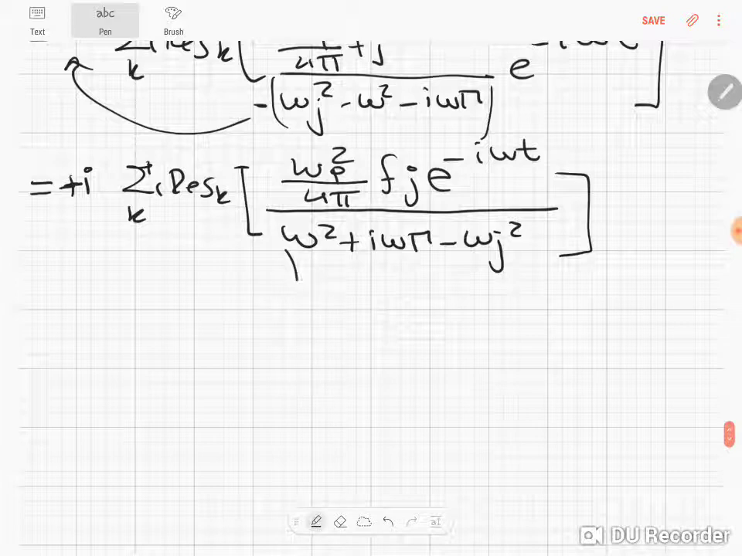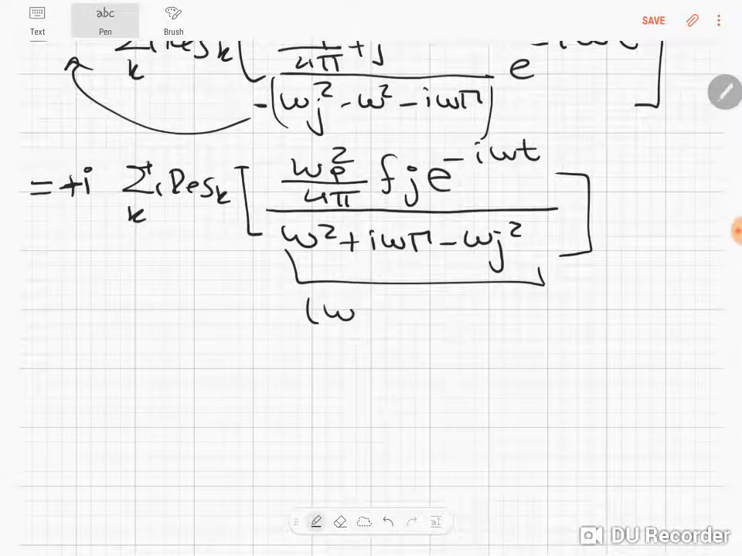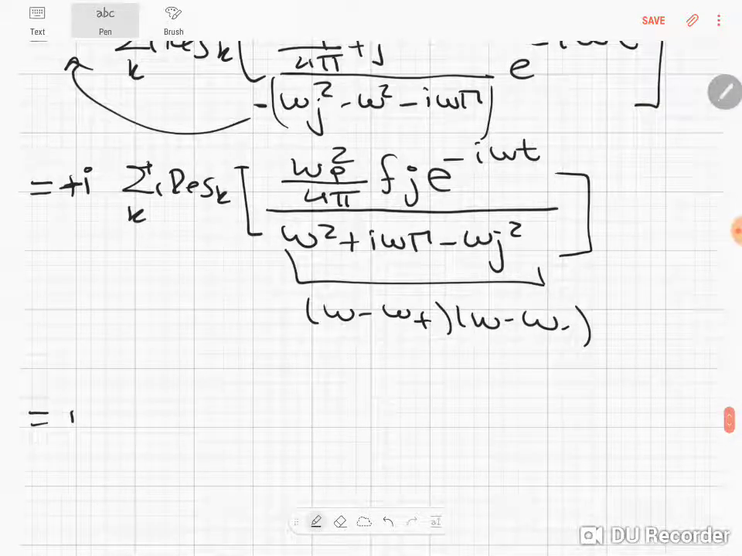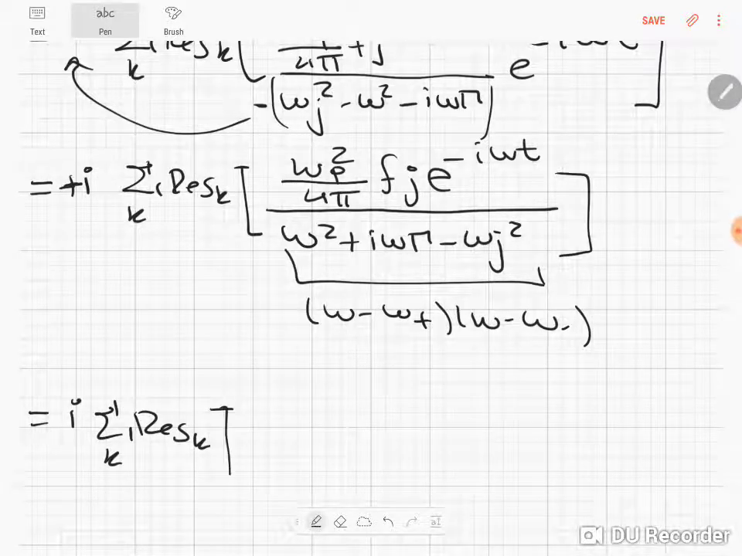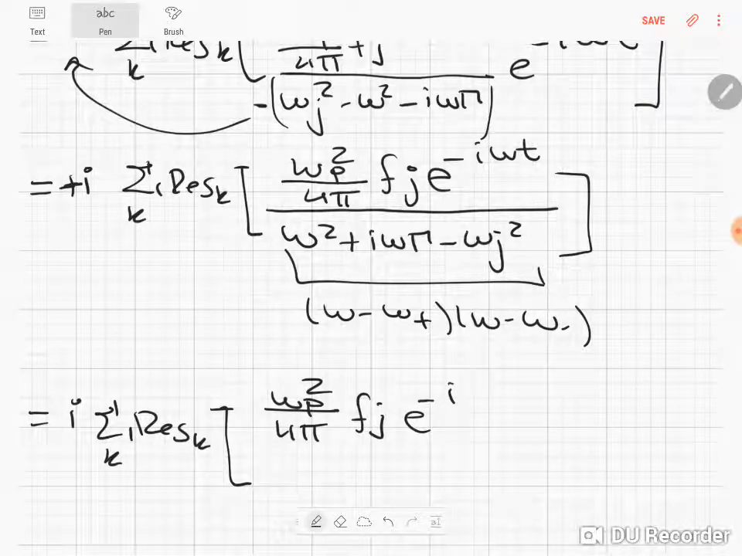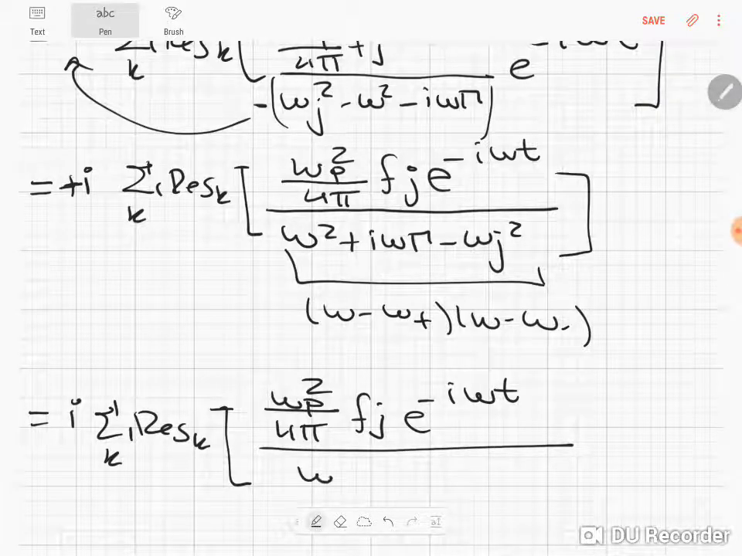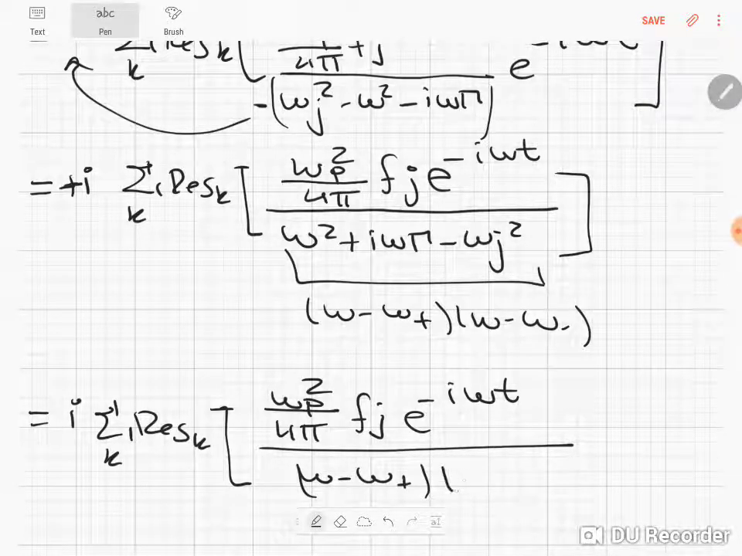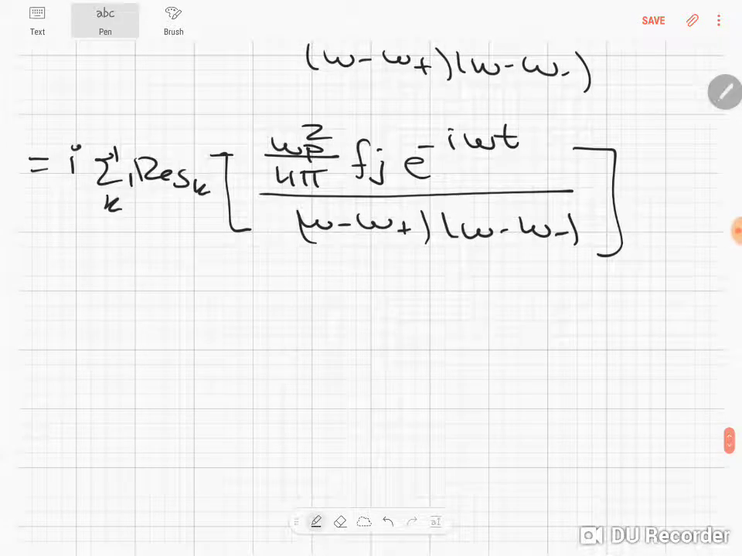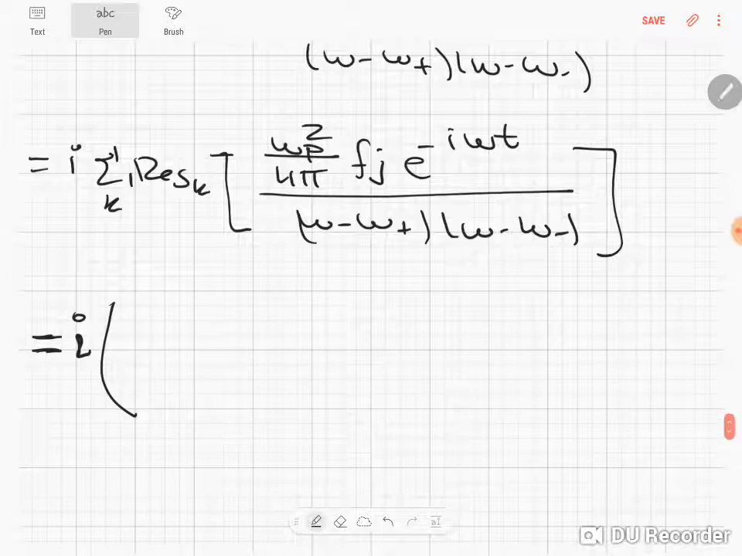Now we saw that this can be factorized by finding the poles, as omega minus omega plus, omega minus omega minus, and then we write i summation over all the residues of omega p squared divided by 4 pi f sub j e to the minus i omega t over omega minus omega plus, omega minus omega minus, and then this will be equal to i, the first residue. What is the first residue here?